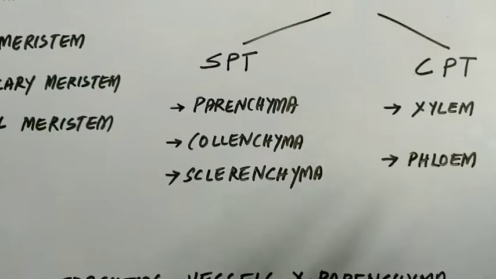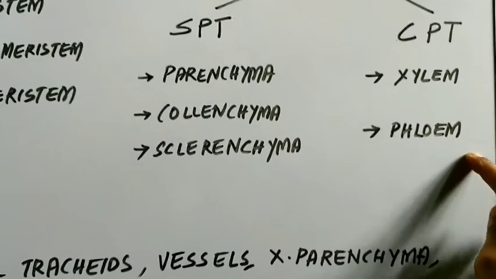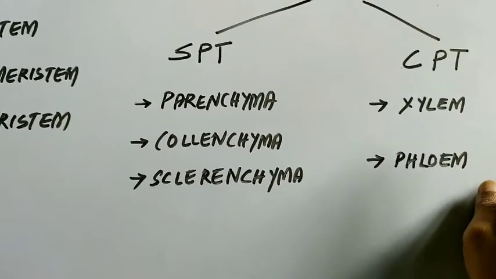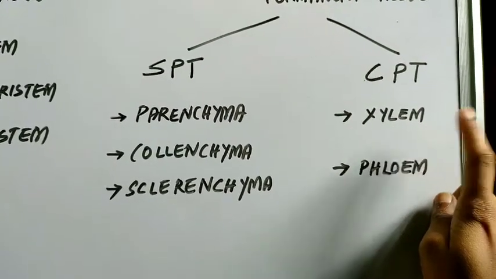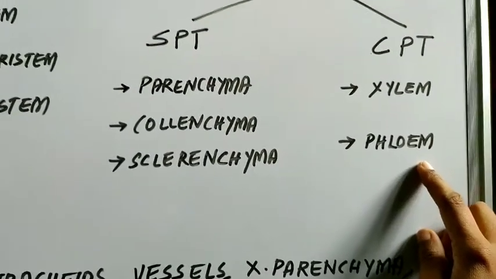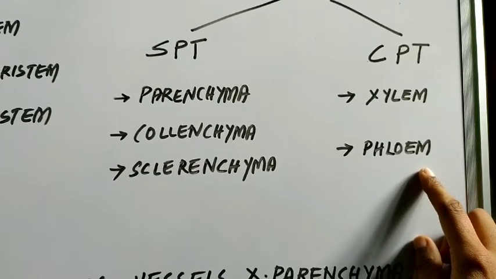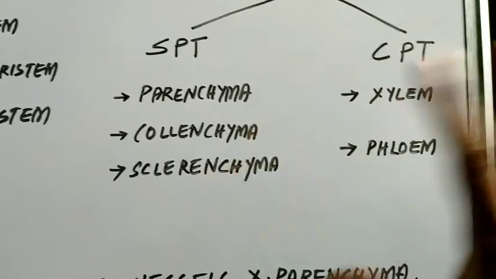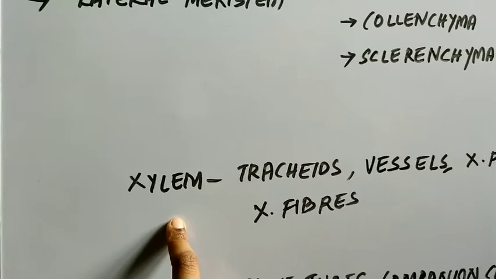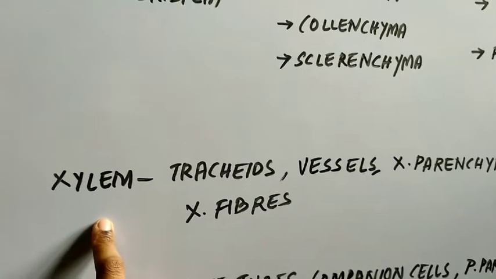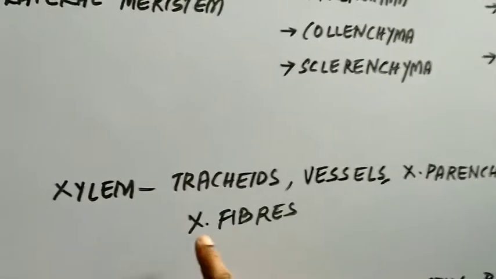Complex permanent tissues in plants are vascular tissues or conducting tissues, which are xylem and phloem. Xylem is involved in conduction or transportation of water and minerals from roots to the shoot. Phloem is involved in the transportation of food prepared by the green leaves to different parts of the plant. It is multidirectional. Finally, xylem, as I said, a complex permanent tissue, is made up of different types of cells or components, which are tracheids, vessels, xylem parenchyma, and xylem fibers.